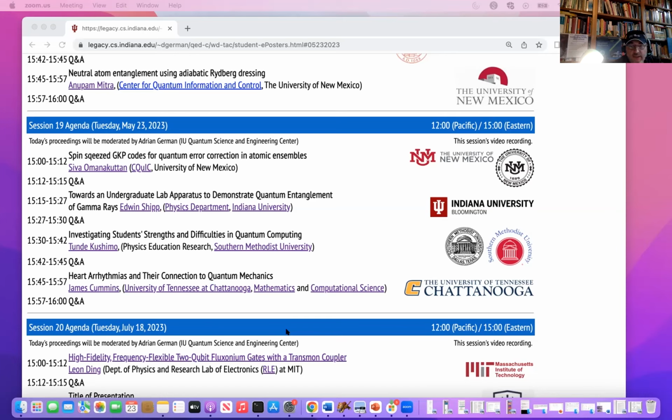So the title of his presentation, as you can see on the screen, is Spin Squeezed. Oh, there's a U missing, correct? Yeah, that's true. Sorry, I'll add it. GKP codes for quantum error correction and atomic ensembles. So I'm going to stop sharing. I'm going to let Siva start his presentation. I'll start sharing.